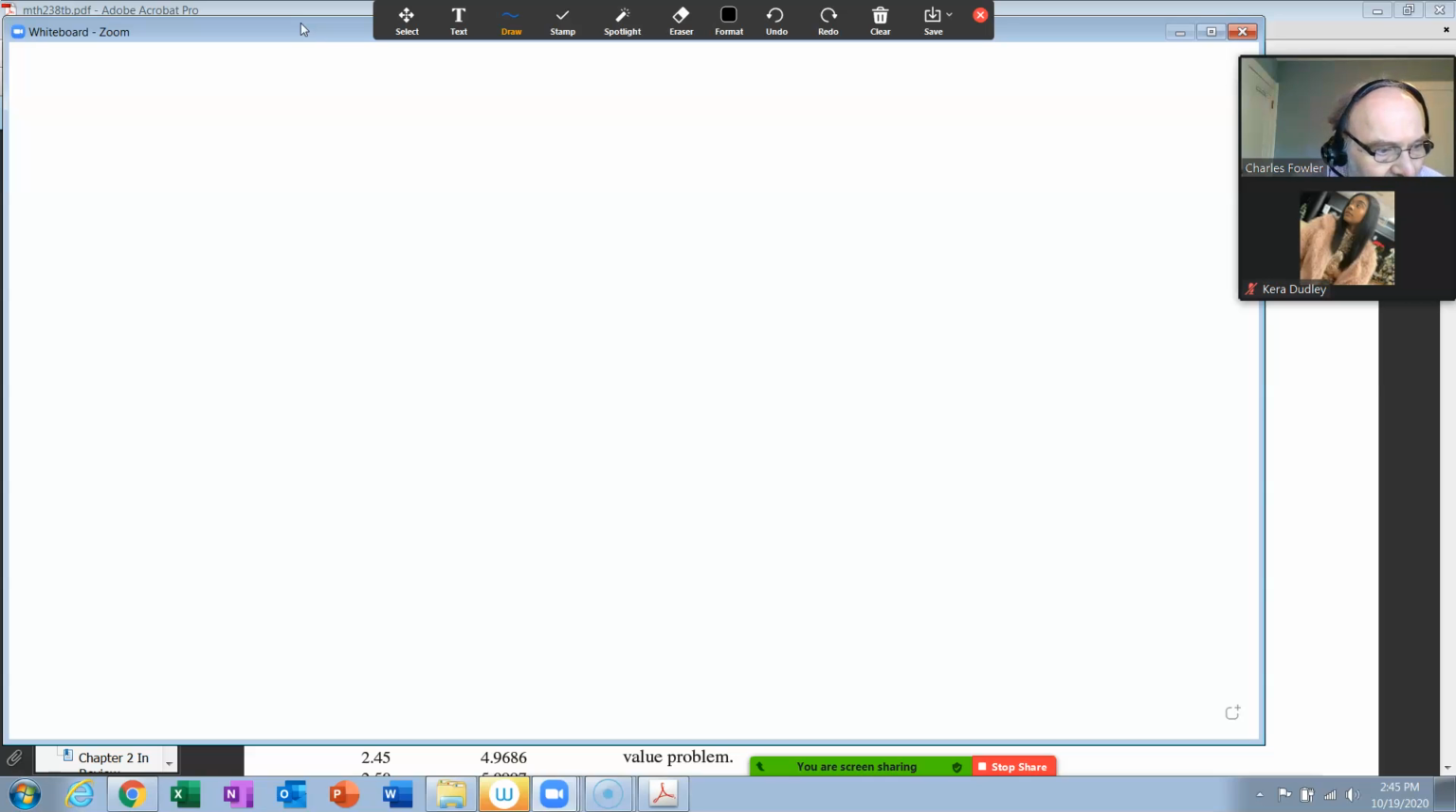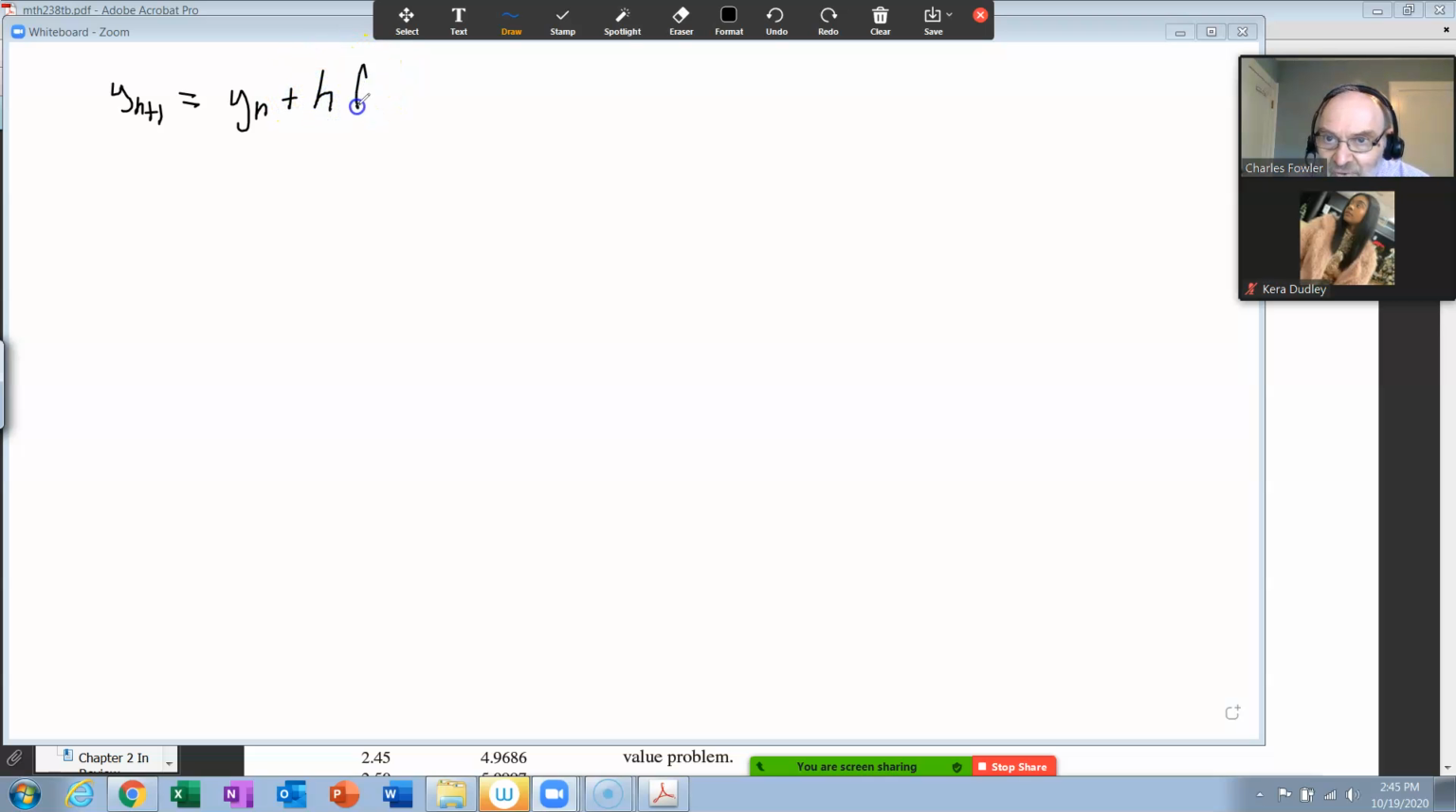So here we go. Now I'm going to write down the recursive relationship again. So y sub n plus 1 is equal to y sub n, plus your step size times your f, which remember is the function value to the right of the equal sign. That is your slope, evaluated at x sub n, y sub n.